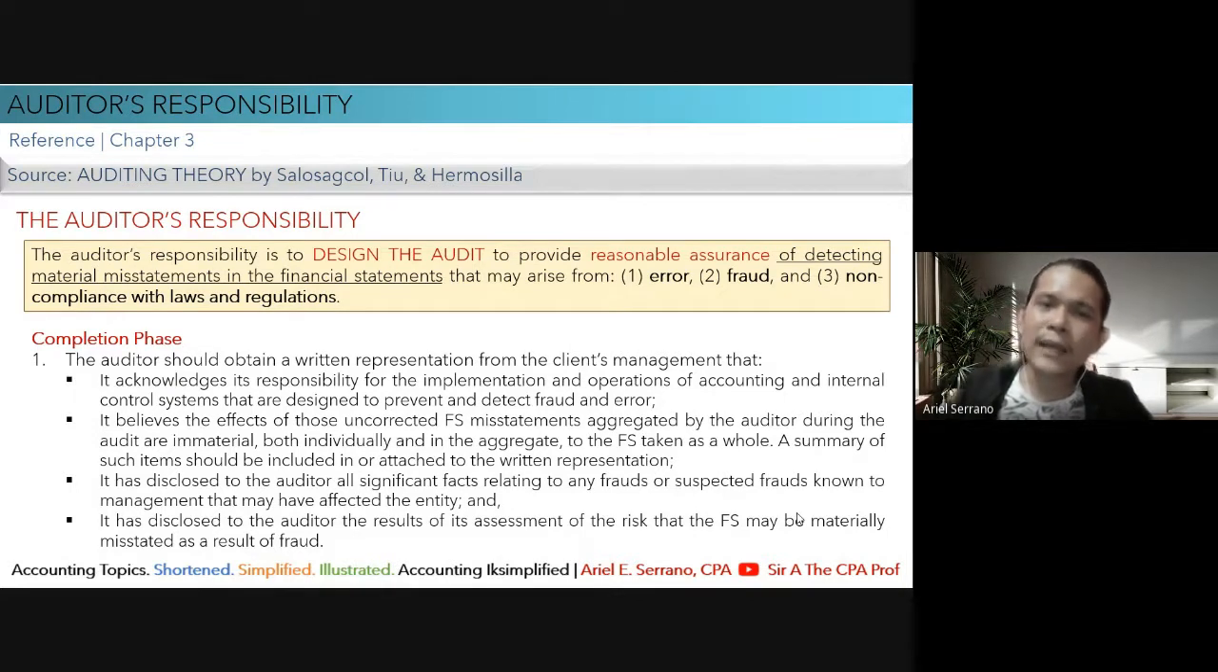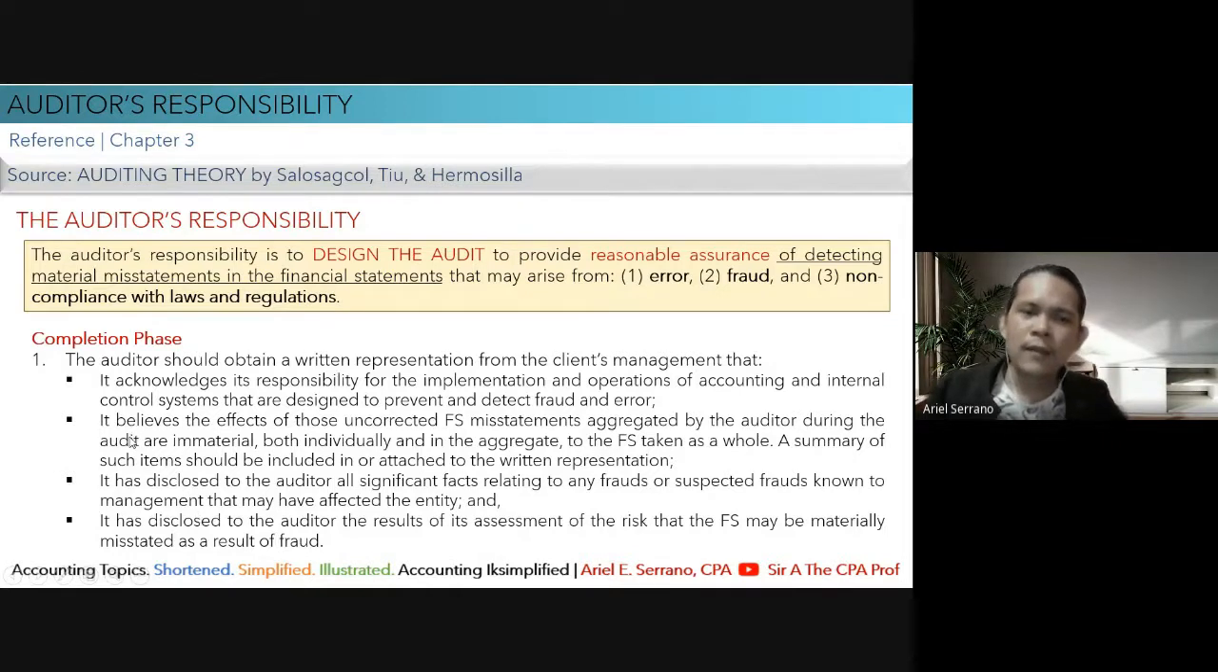Ano yung dapat nakasulat doon? Una, na ina-acknowledge nila yung responsibility for the implementation and operations of accounting and internal control systems that are designed to prevent and detect fraud and error. Okay? So, acknowledgement of responsibility for the implementation and operations of control systems.